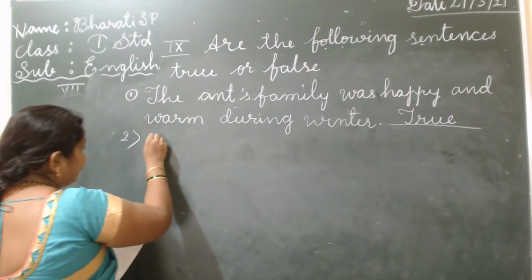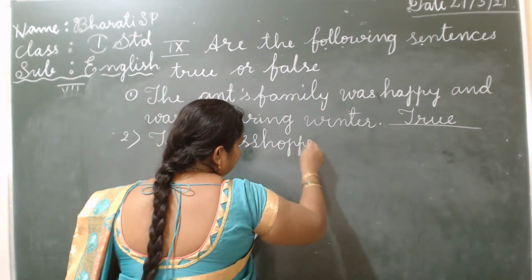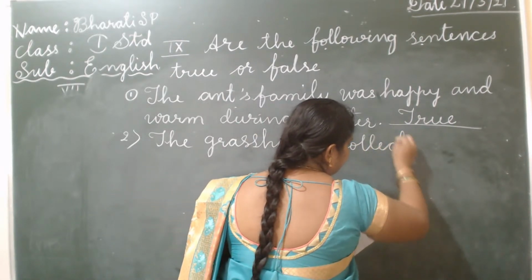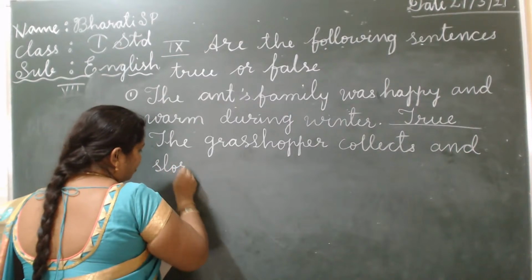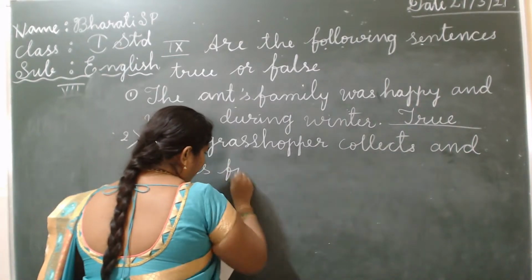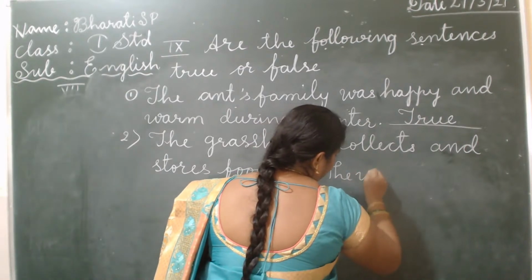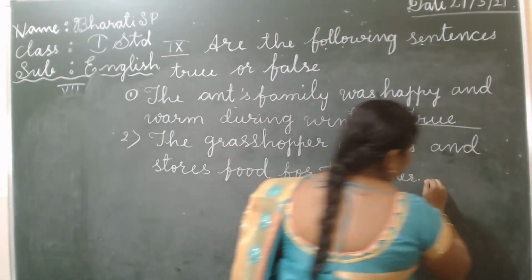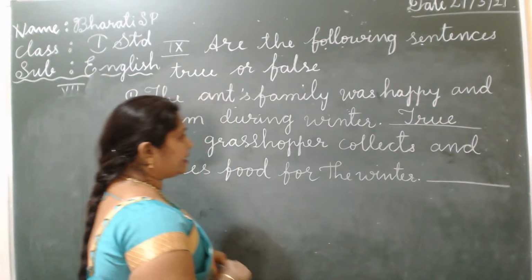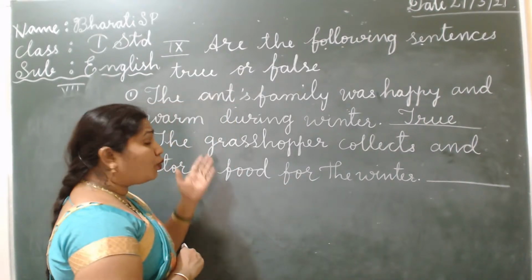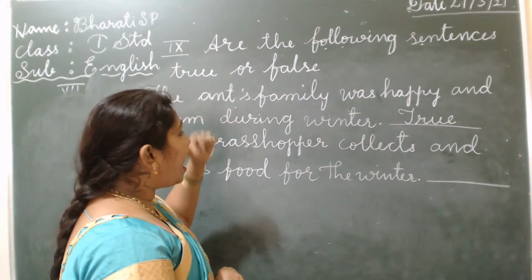Let's see here. The grasshopper collects and stores food for the winter. Yes. See the statement children. Read: the grasshopper collects and stores food for the winter season. You heard the story of the ant and the grasshopper. And who is the hard worker here? The ant is working very hard and they planned very well. That's why the ant family was happy.